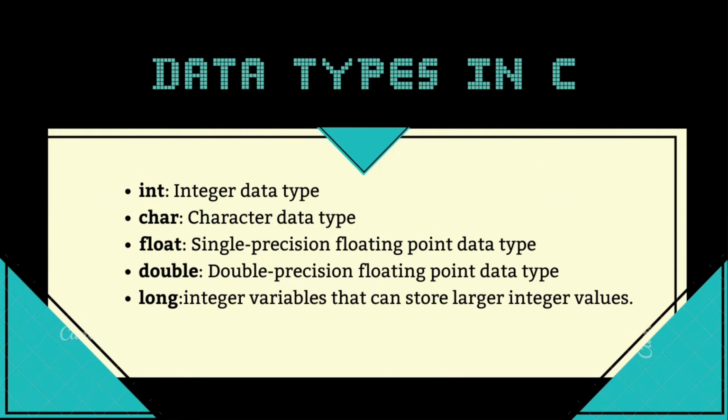Int, char, which is similar to string but with some distinctions, float, double, and long. Int is used for the integer data type, char stands for the character data type, float is used for the single precision floating point data type, double is used for double precision floating point, and the long data type is used to declare integer variables that can store larger integer values than the standard int data type.